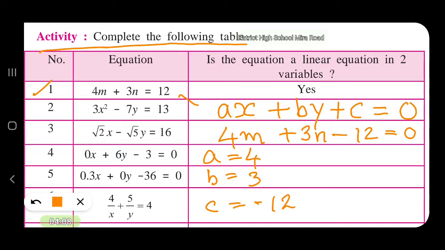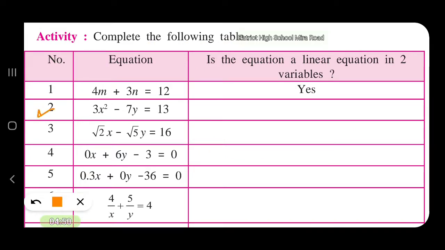Here instead of x we are having m and instead of y we are having n. So we get the values of a, b and c. a is not equal to 0, b is not equal to 0 and all the three are real numbers. So it is a linear equation in two variables. So we write yes for it. Yes, it is a linear equation in two variables. Now let us consider the second question.